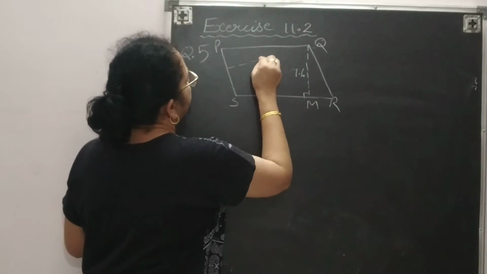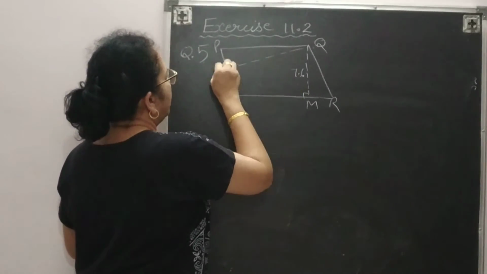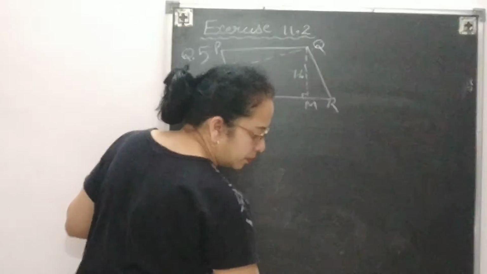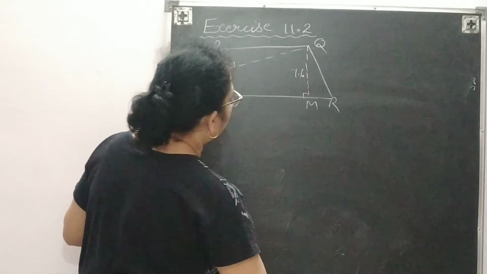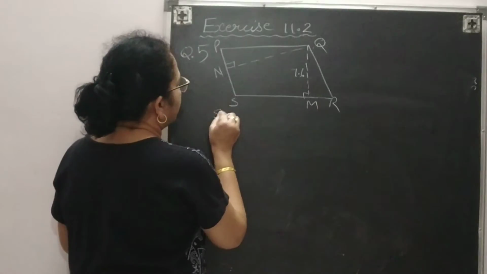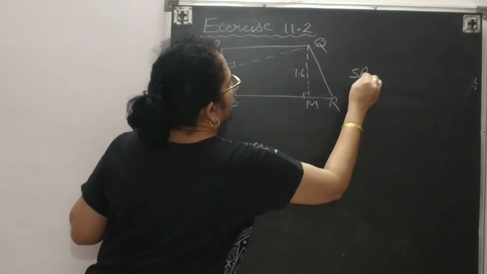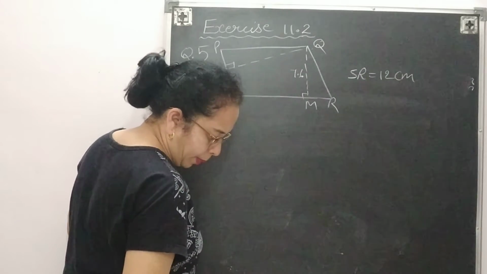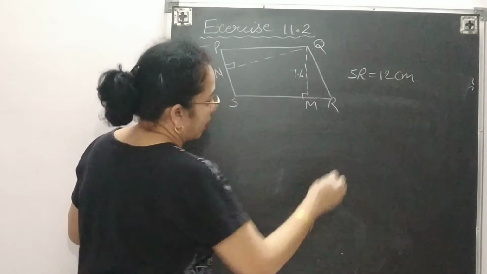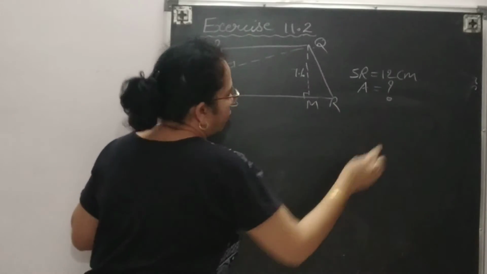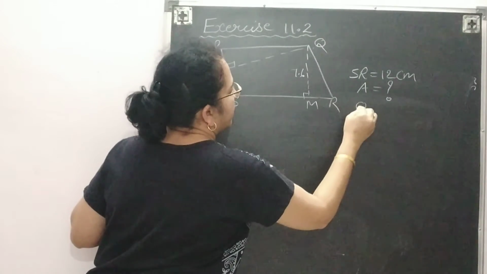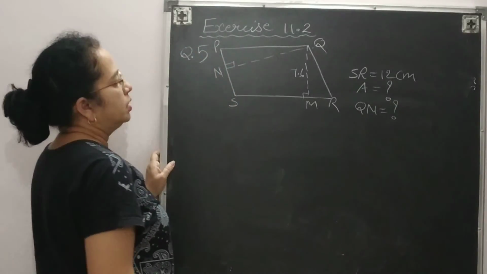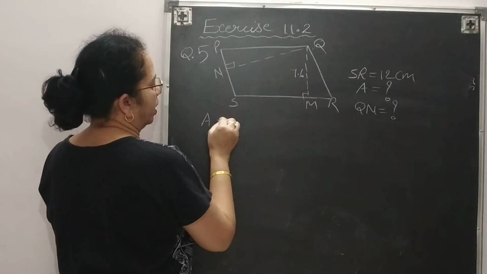Similarly, here also one perpendicular is given. This is N. And SR is equal to 12 centimeter. SR is given 12 centimeter. You are supposed to find out the area of the parallelogram, and at the same time you need to find out QN also.